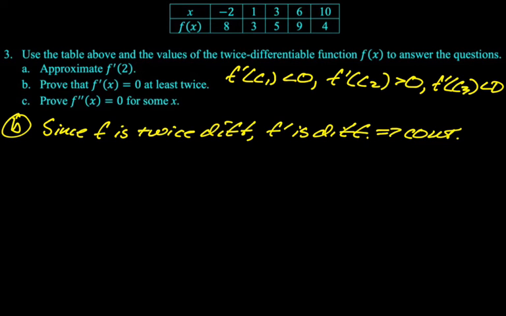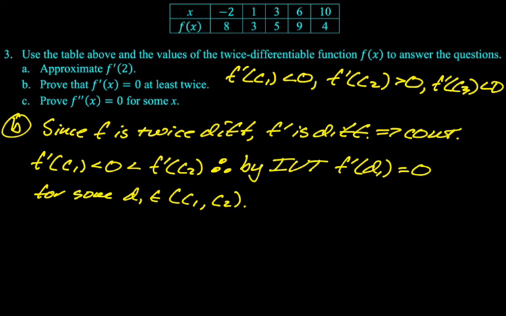Okay, now we're going with intermediate value theorem. So f prime of c1 is less than 0 is less than f prime of c2. Therefore, by intermediate value theorem, f prime of, I'm going to call it d1, is equal to 0 for some d1 between c1 and c2. That's what you have to do. The logic is sound, but there's a lot of logic.